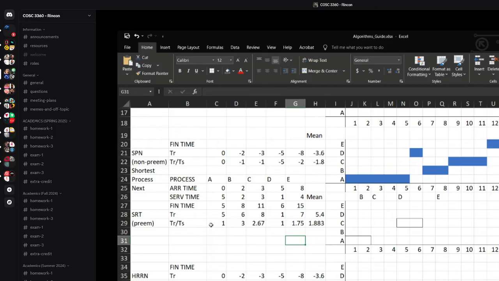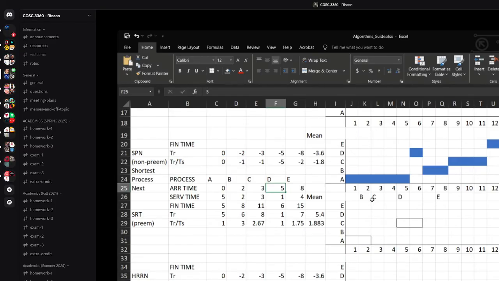Okay, and I'm just going to quickly explain this one last time. So the turnaround time is essentially, this number will be 5 minus 0. This number would be 8 minus 2, 11 minus 3, 6 minus 5, and so on and so forth.